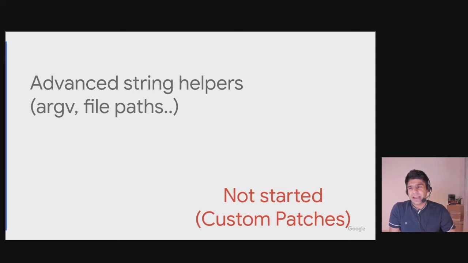Advanced string helpers to handle data like argument vectors and file paths. We've not started work on this yet. We need more helpers to process the strings that we can now gather with the BPF dpath helper and the sleepable BPF. At Google, we use custom patches to dump process arguments onto the ring buffer, but these need to be generalized. So there is some work to be done here.